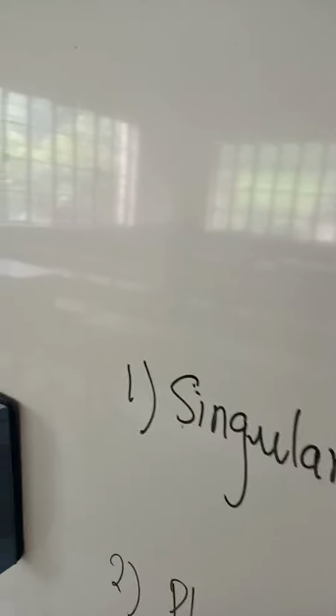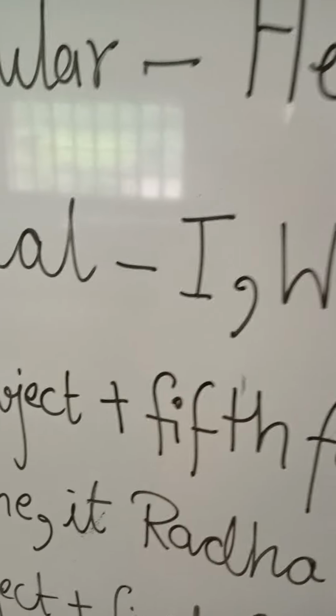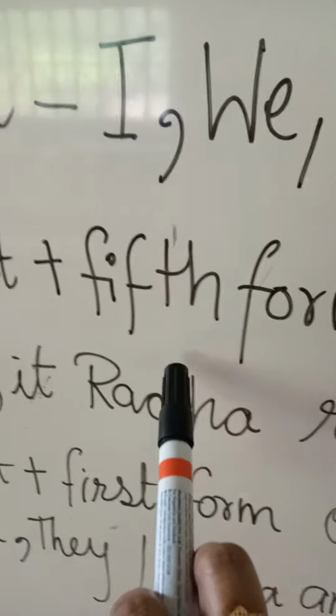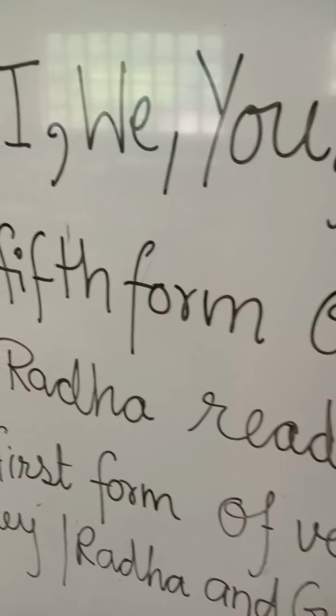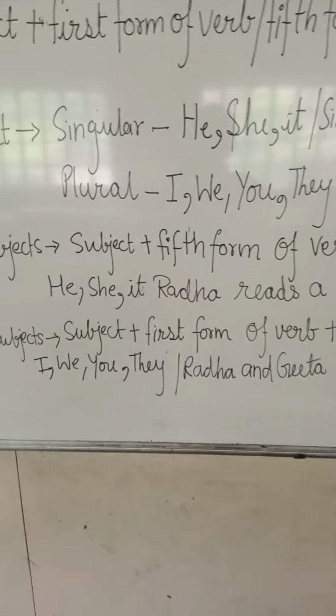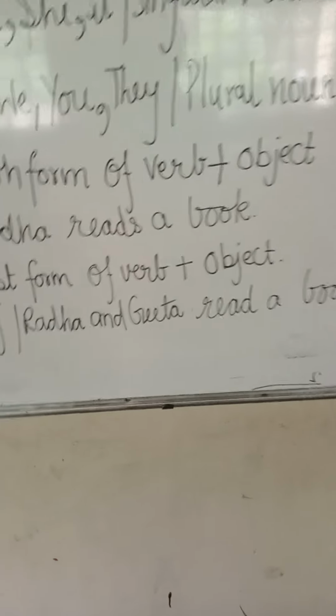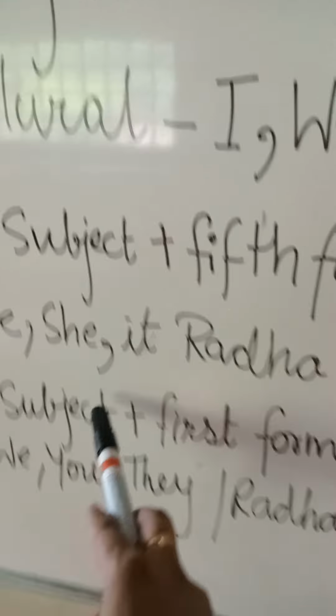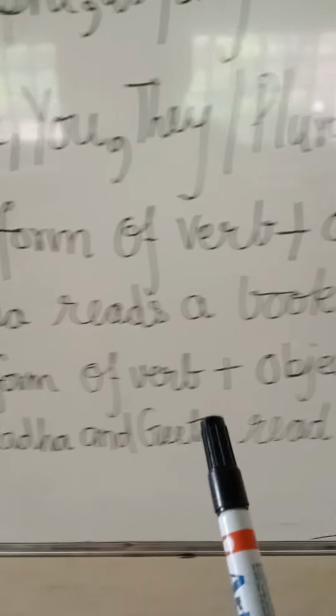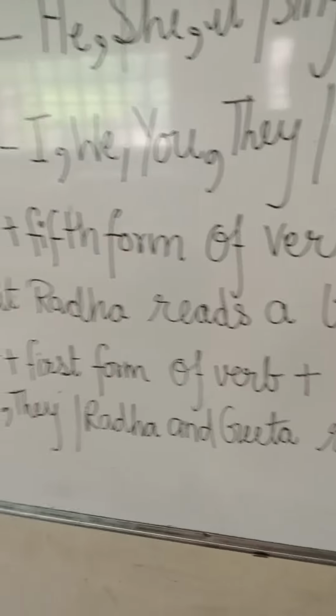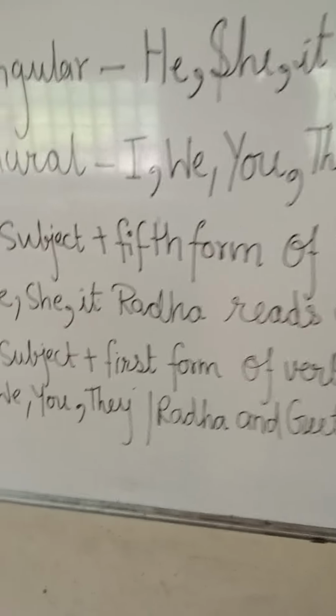First, I told you about the singular subject. In singular subject we use subject, and which form of verb do we use here? We use the fifth form of verb. With singular subject children, we use the fifth form of verb that you can see here. For example, he, she, it, Radha reads a book. So Radha is single, right?